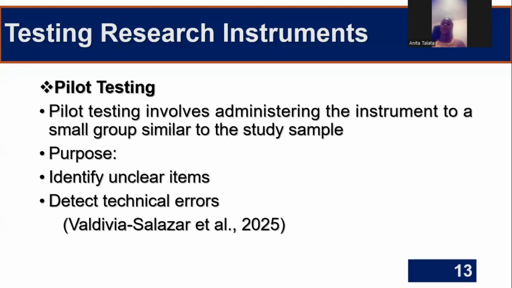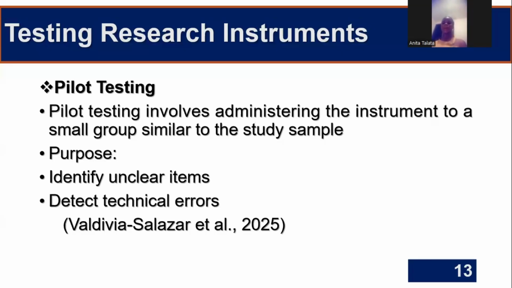So now we are going to look at balloting testing. Balloting testing is just you giving the instrument to a small group similar to your real sample. So let's look at the definition here. Balloting testing involves administering the instrument to a small group similar to the study sample. As I said earlier, you give the instrument to a small group similar to your real sample.